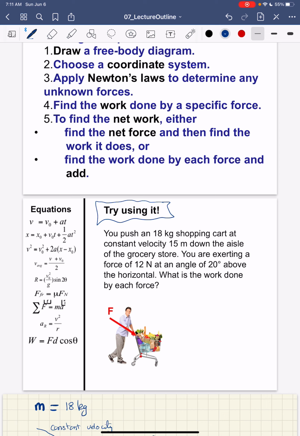All right, here you push an 18-kilogram shopping cart at constant velocity 15 meters down the aisle, and always I want you to pay attention to whether you will find this description or not, because this is going to mean so many things. You are exerting a force of 12 newtons at an angle of 20 degrees above the horizontal. What is the work done by each force?